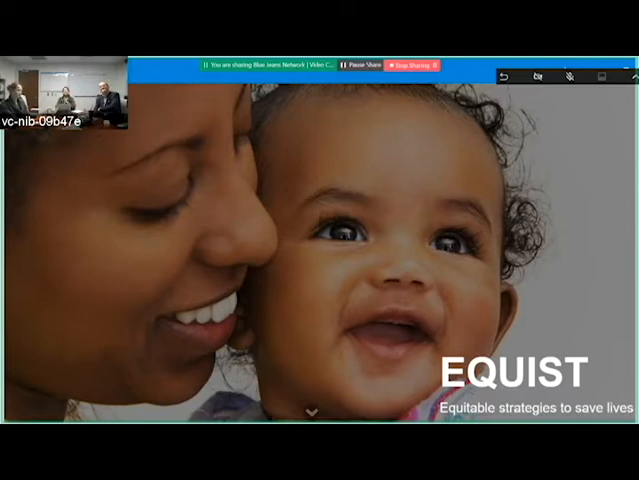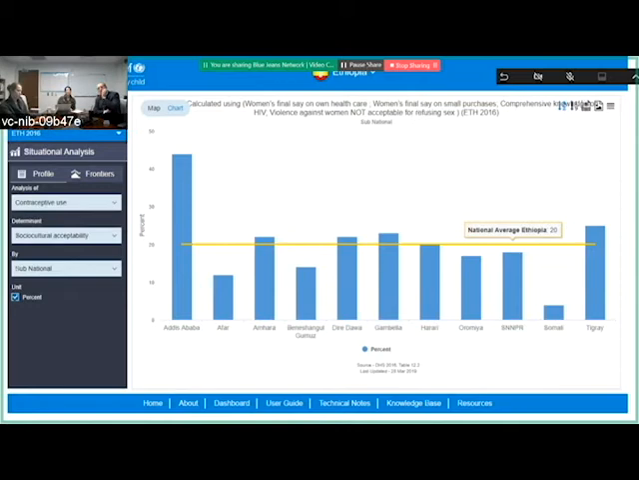I actually put this on my computer screen when I'm feeling sad, and I just look at it because it's so special. So this is EQUIST. It's from UNICEF. So you'll also find child health data in here, preventive services, that type of thing.